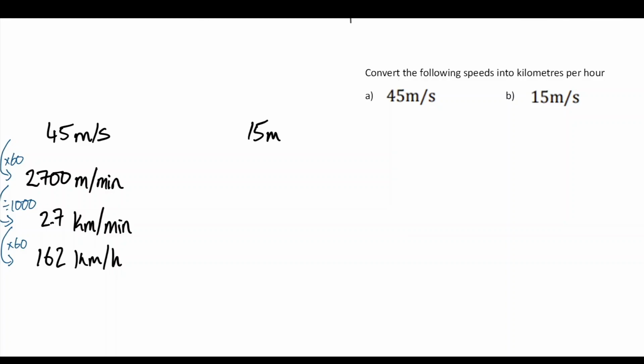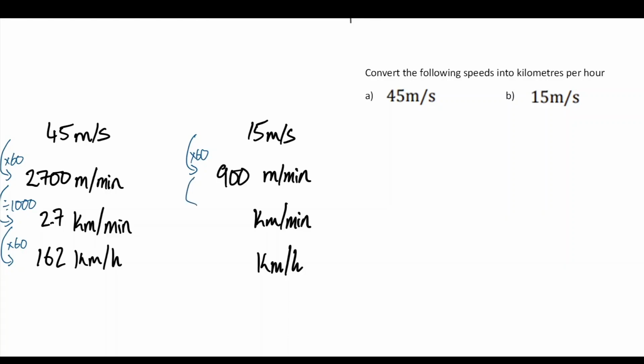Okay, let's try the next one. So 15 meters per second will convert to meters per minute, kilometers per minute, and then kilometers per hour. However many meters I travel in a second, I will travel more in a minute. So I'm multiplying by the scale factor that you know.